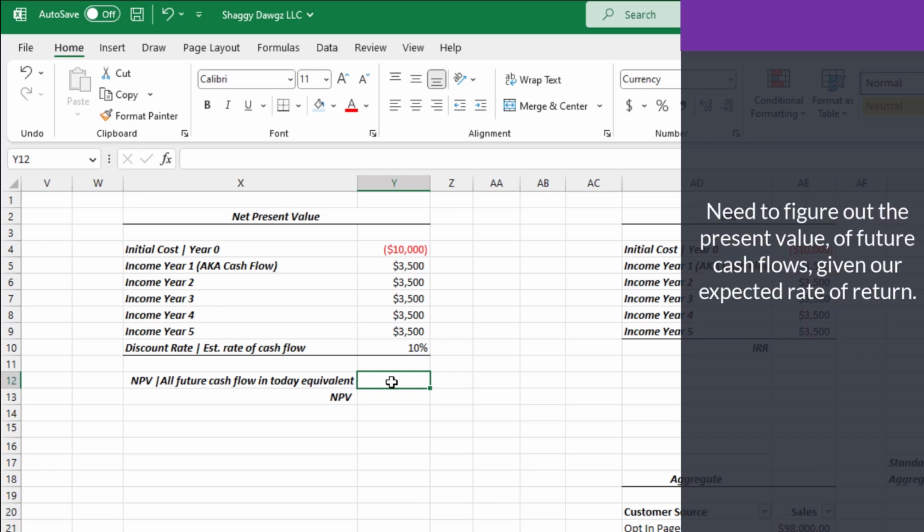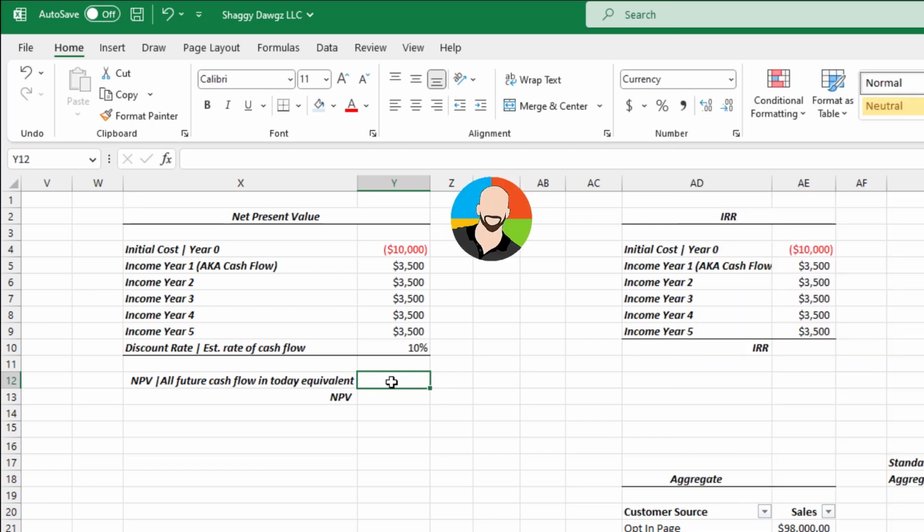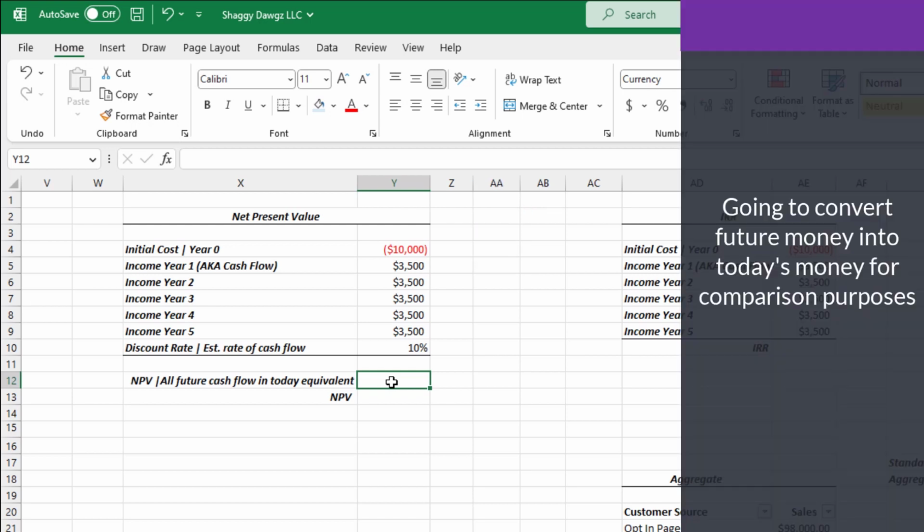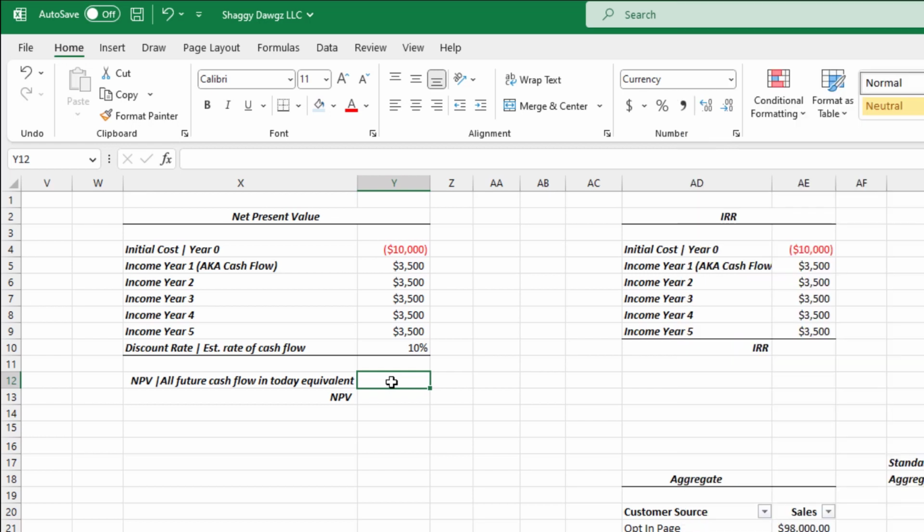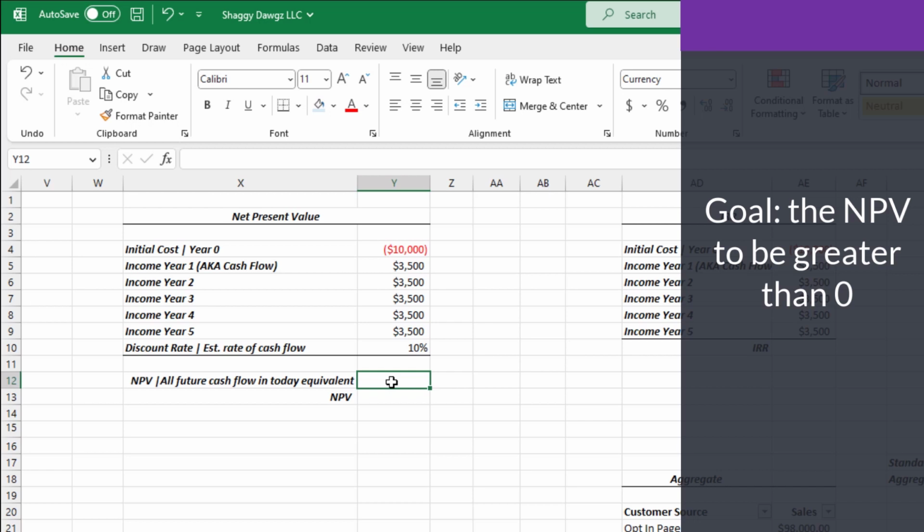The way we figure that out is we have to calculate the present value for the future value of all our cash flows using our expected rate of return. Put another way, we have to look at our expected total return in today's money to see if it's even worth it in the first place. Really what we're doing is we're going to convert future money into present day money for comparison purposes. And when it's all said and done, if the NPV is greater than 0, it might be worth doing it.